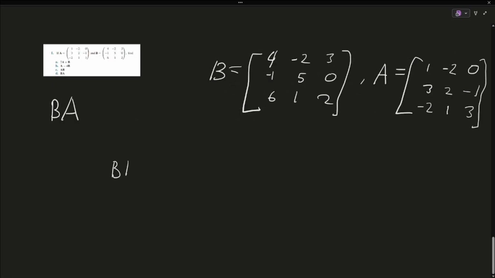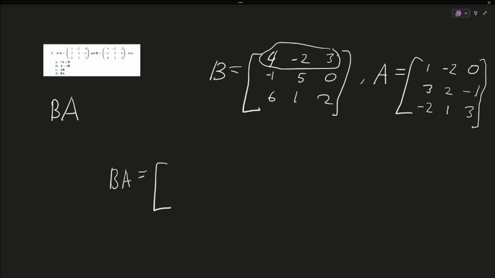So BA will be equal to the 3 by 3 matrix, and we're going to get the first column of B. Okay, guys, remember now the order has changed because B is the first matrix, so we're going to take the row of B and the column of A.